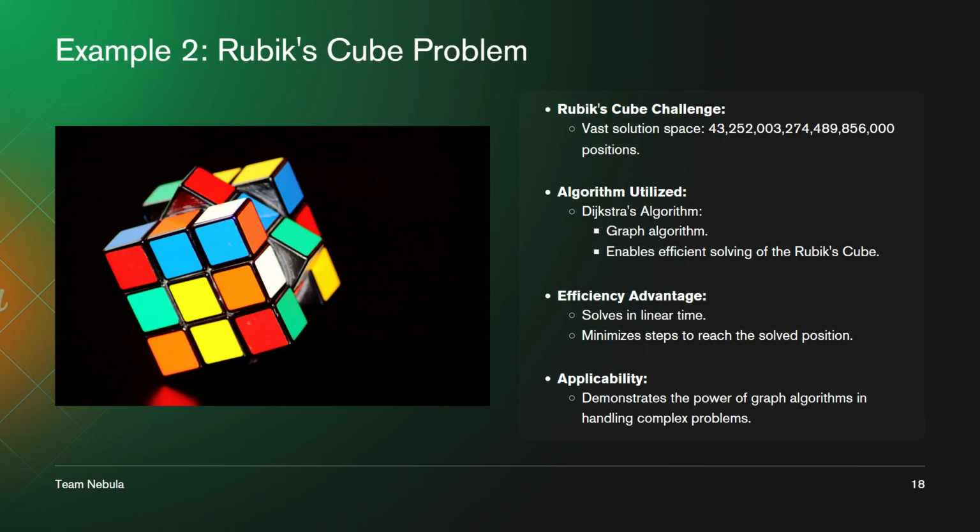Example 2. Rubik's Cube problem. Imagine you are writing a program to find the solution to a Rubik's Cube. With a mind-boggling huge amount of positions, you might wonder if it's even possible to solve it efficiently. Thankfully, the graph algorithm known as Dijkstra's algorithm comes to the rescue. It allows you to solve this problem in linear time, meaning it allows you to reach the solved position in the minimum number of steps.